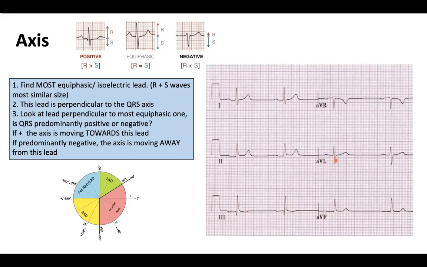Just remember that you can use this equiphasic method for every single ECG you have, but you only look at the limb leads. You ignore the chest leads, which would be on the side. And this is why I've cut just this portion. So if we're saying this is the most equiphasic lead, we need to look 90 degrees to this, which, remember, I said was lead 2. But I have an easy way of remembering this.